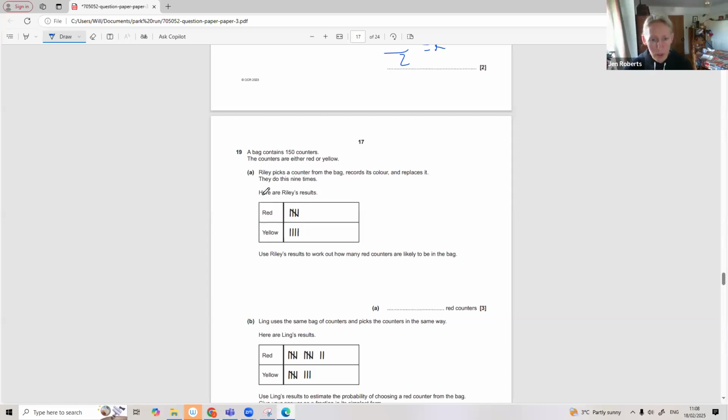We're going to use these results to work out how many counters are in the bag. So red counters in the bag, sorry. So what's the relative frequency here? 5 out of 9. So we need 5/9 of 150. 150 divided by 9 times 5 gives you 83.3. So I'm going to say 83 red counters, or you could write 84, that would be fine as well.